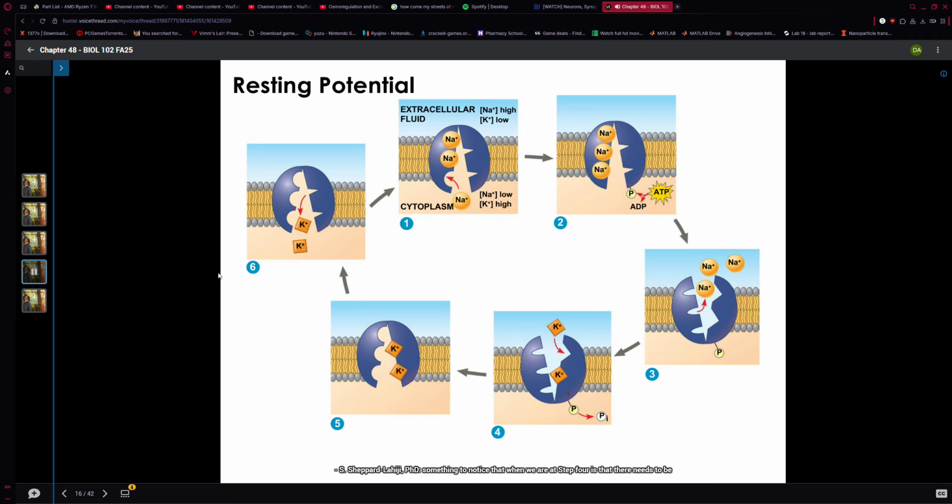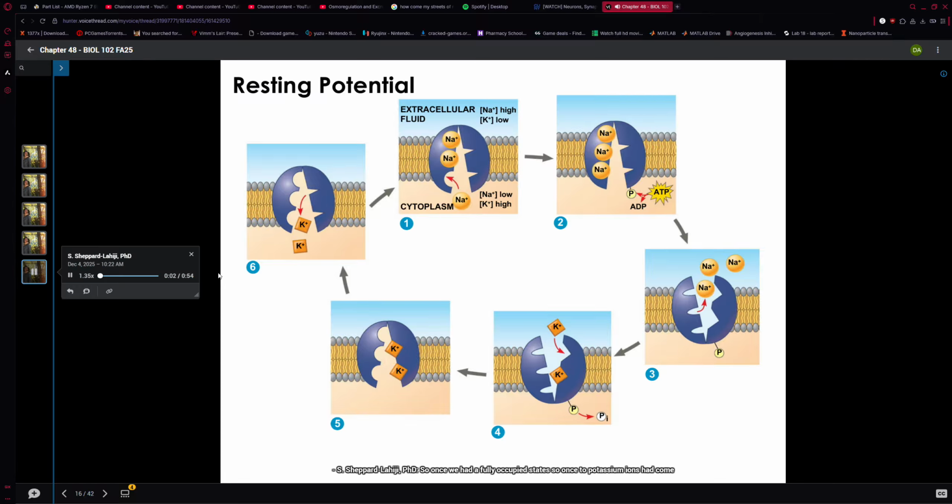But something to notice when we are at step 4 is that there needs to be some type of hydrolysis event in order to remove that phosphate group, or that phosphorylation event, that allowed for the conformational shape change of that protein to occur. And that conformational shape change was going from the cytoplasm facing to the extracellular facing state.